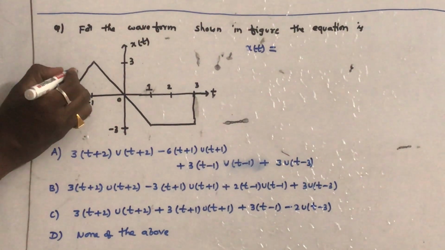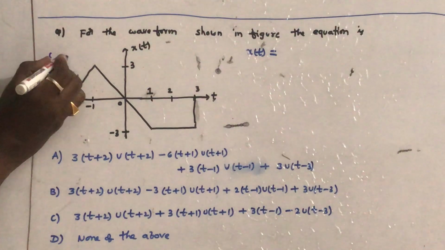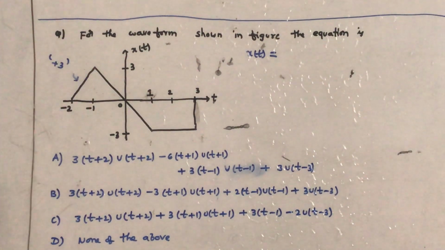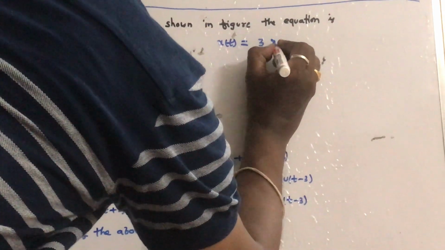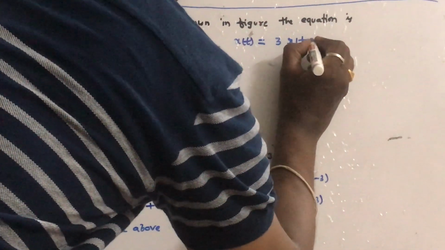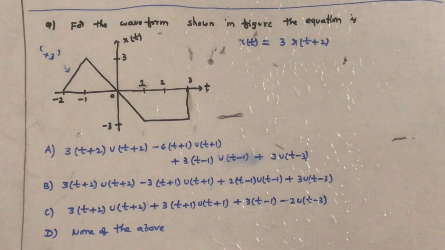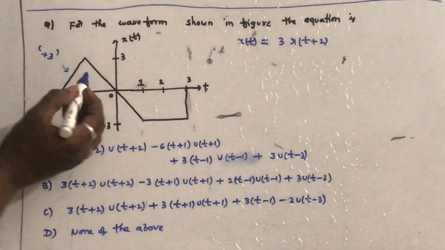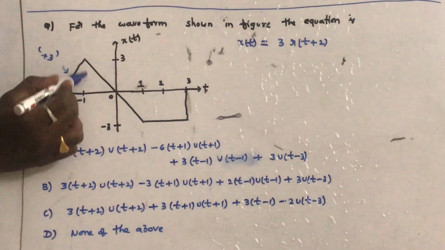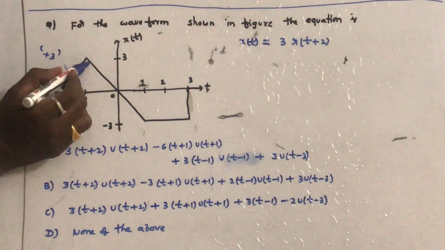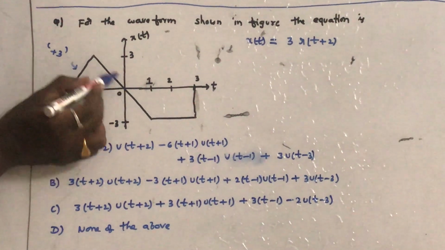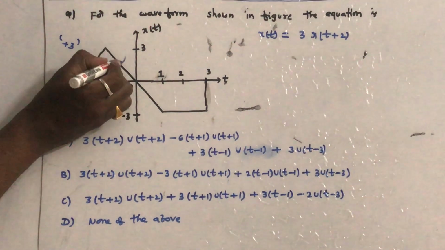So what is the slope of this ramp? Plus 3. So the first ramp equation we have to write is 3 into r of t plus 2, since its slope is 3. That means this ramp is starting at t is equal to minus 2. Next, from t is equal to minus 1 onwards, from minus 1 to 0, you can see the amplitude falls from 3 to 0, that is, it falls by 3.